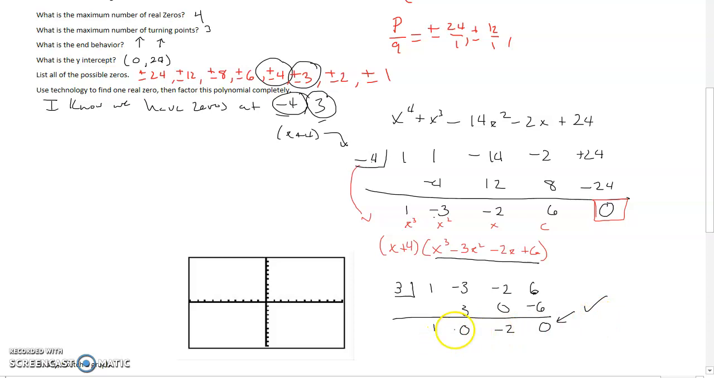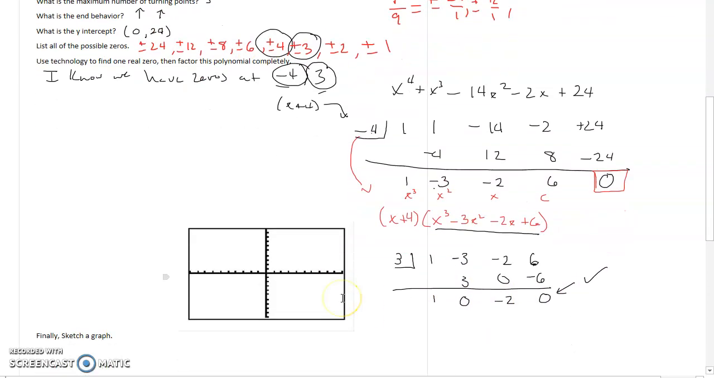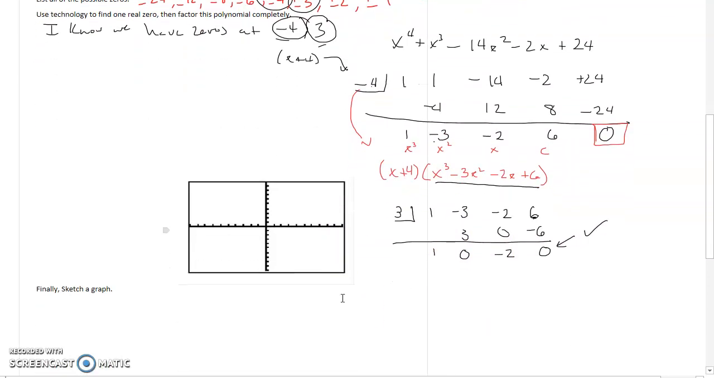That is a good thing because I knew that that 3 was a factor, or was a 0, of the polynomial. So let's bring our x plus 4 down. Our original polynomial had an x plus 4. I also took out an x minus 3. Again, remember if it has a 0 of 3, it's x minus 3 in the factors. And then I have x squared plus 0x minus 2.